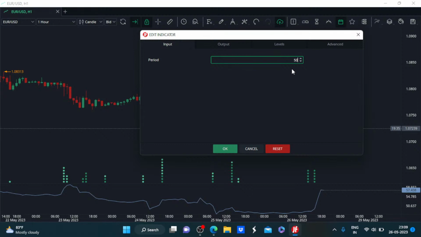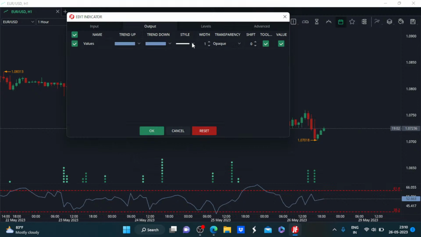Let me now restore it back to 14. Output value, we can have this color combination changed. That is also a possibility. Styling can also be varied. There is this width option, transparency factor. So all these options are there. Levels, we have these two levels determined as per the Fibonacci ratios in place: 38.2 on the lower side and 61.8 on the higher side.